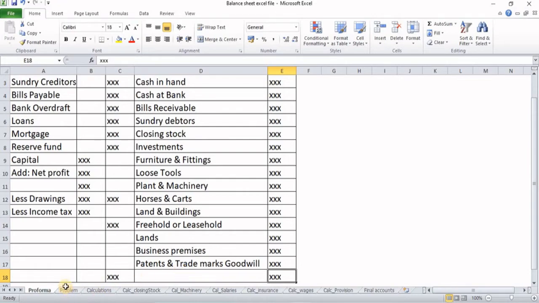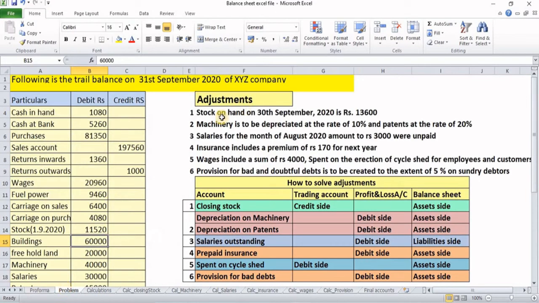Now we'll see the problem. In this problem, we have 6 adjustments. Before preparing trading profit and loss and balance sheet, first we will see calculations for these adjustments, and then we will prepare trading profit and loss account and balance sheet.